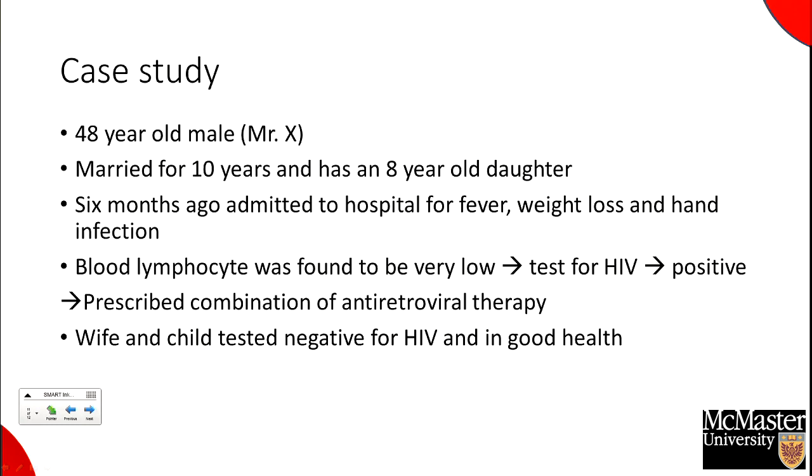And to finalize and give you a clinical example, we have Mr. X, who is 48 years old, married, and has a daughter. Six months ago, he was admitted to hospital for fever, weight loss, and a hand infection. The blood work showed very low blood lymphocytes. They tested him for HIV, and he was positive. So the doctor prescribed antiretroviral therapy. Keep in mind that the wife and the child tested negative for HIV.